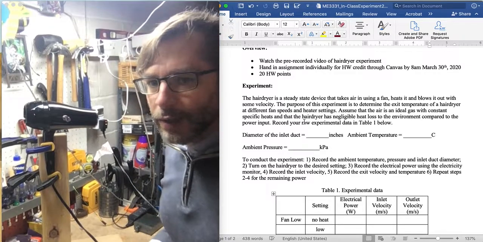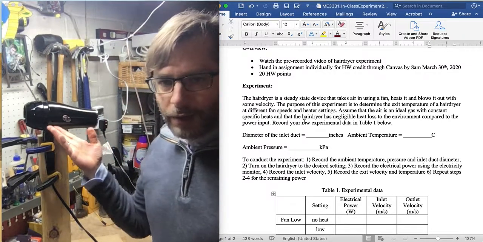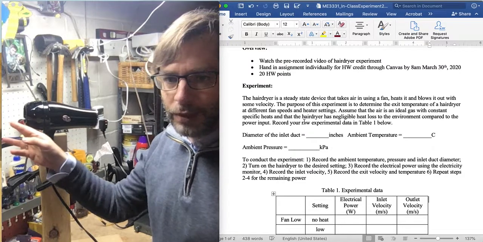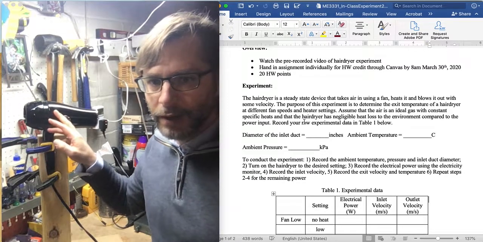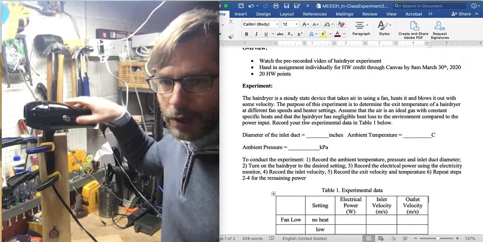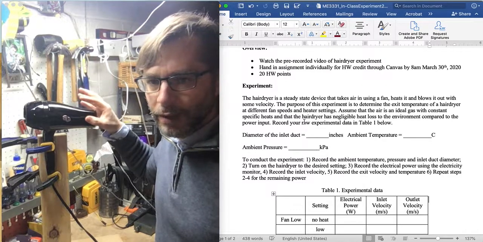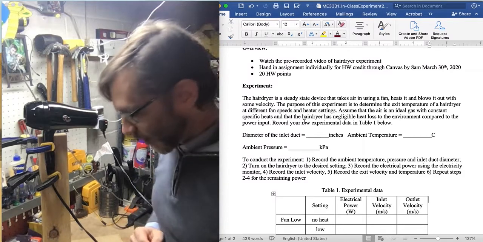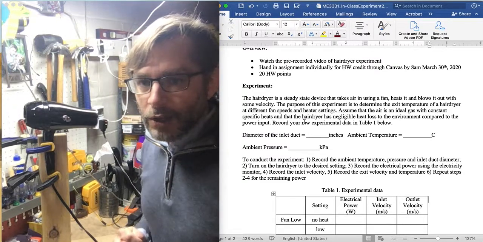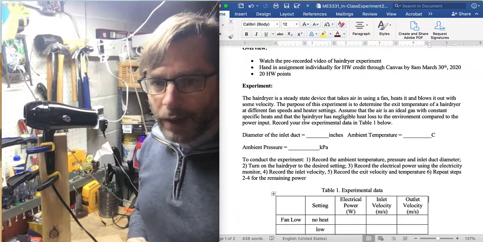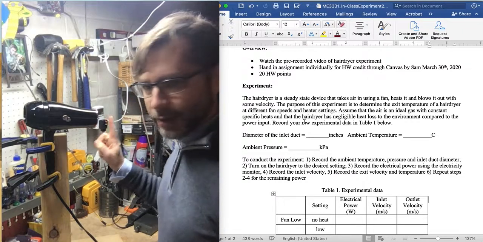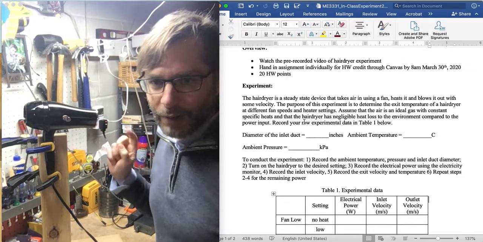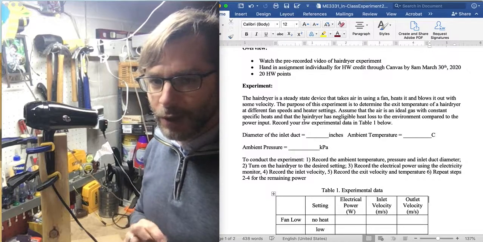If we look at the hairdryer itself, it's pretty much a device that contains a fan. It brings in air from this side. It goes through a fan. And then there's a bunch of heating elements that are inside the hairdryer, which then heats the gas, the gas being air. We're assuming it's an ideal gas. So what we're going to do is an analysis to derive the exit temperature of the hairdryer by measuring a few things.